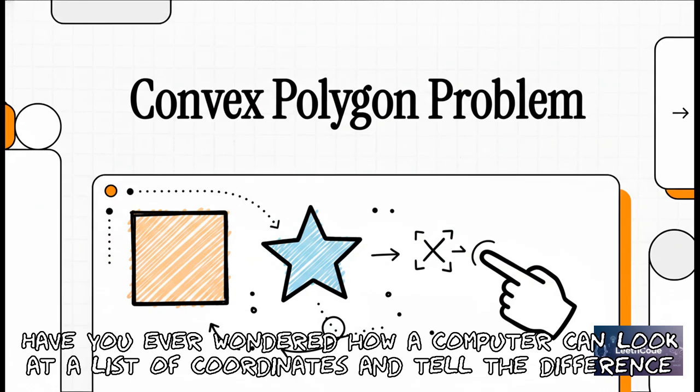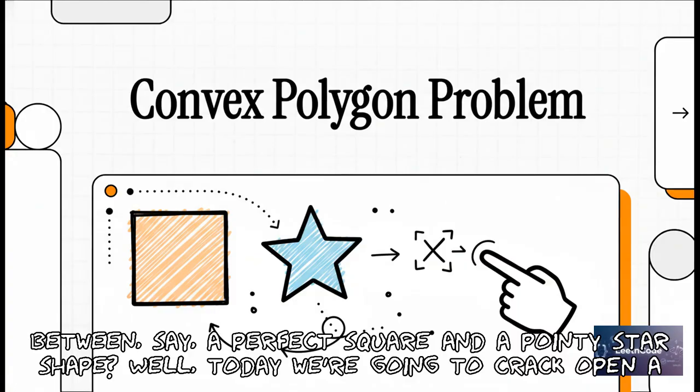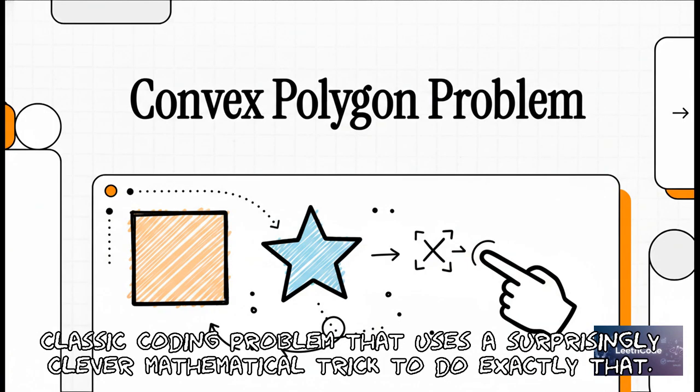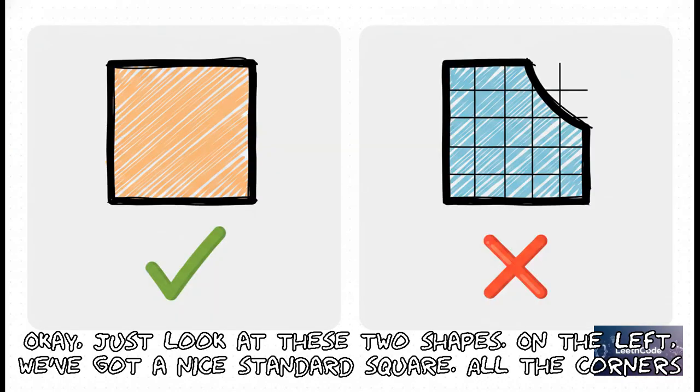Have you ever wondered how a computer can look at a list of coordinates and tell the difference between, say, a perfect square and a pointy star shape? Well, today we're going to crack open a classic coding problem that uses a surprisingly clever mathematical trick to do exactly that.